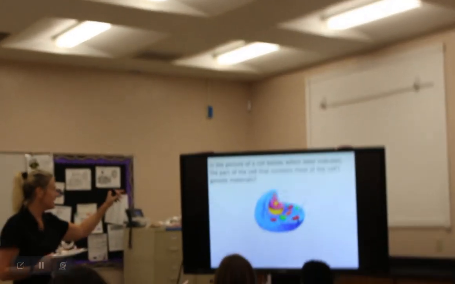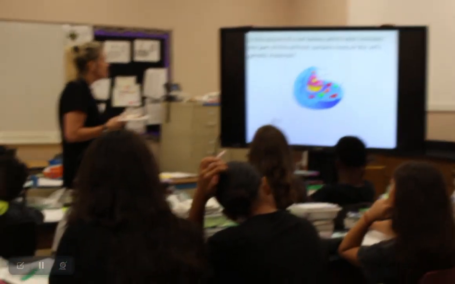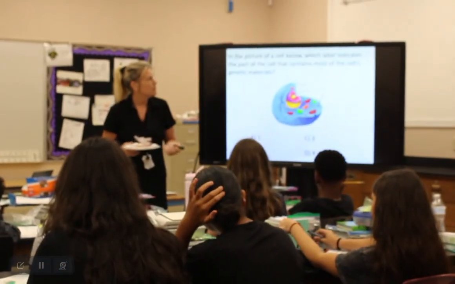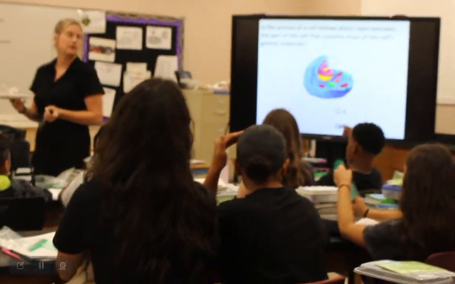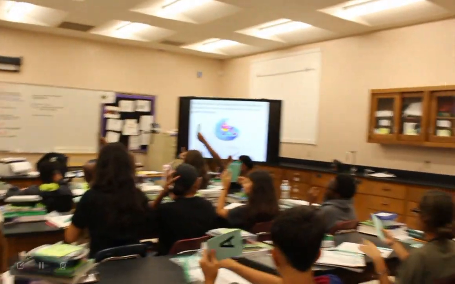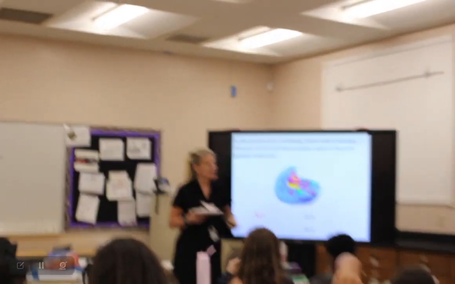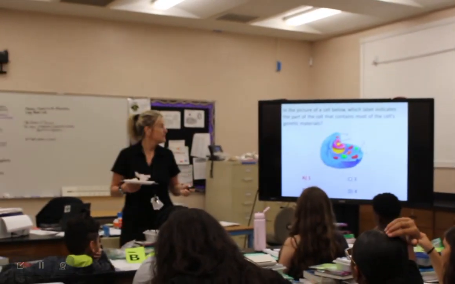But before we get there, in this picture of the cell, which label indicates the part of the cell that contains most of the cell's genetic material? Yes, very good. All right. So most of you got that. That one was number 1. All right, so the nucleus.